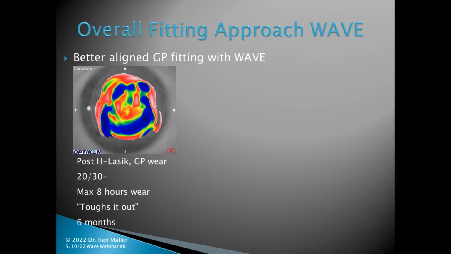Okay, this here was a post-hyperopic LASIK patient that was put into GP wear because he was not happy with his results, and he came in with about 20/30 minus acuity with the GP lens. His maximum wear time is about 8 hours because he toughs it out. He's not very comfortable with the lens, which is how he got to me. He's been in this lens for about 6 months, and he was looking really for something better because he really wasn't happy with the vision, as well as being very unhappy with the discomfort.